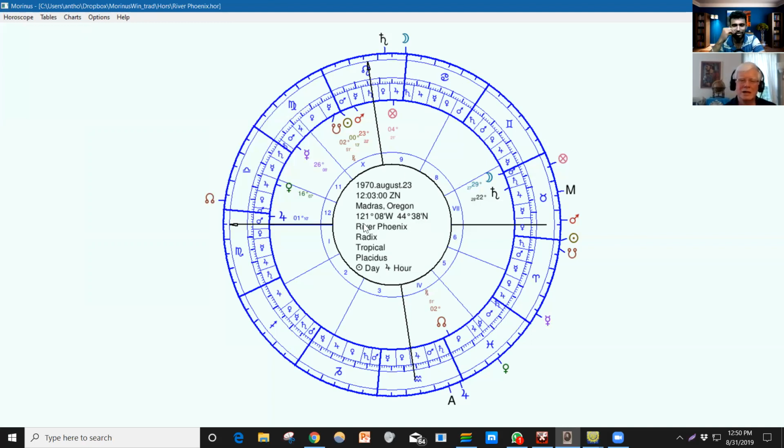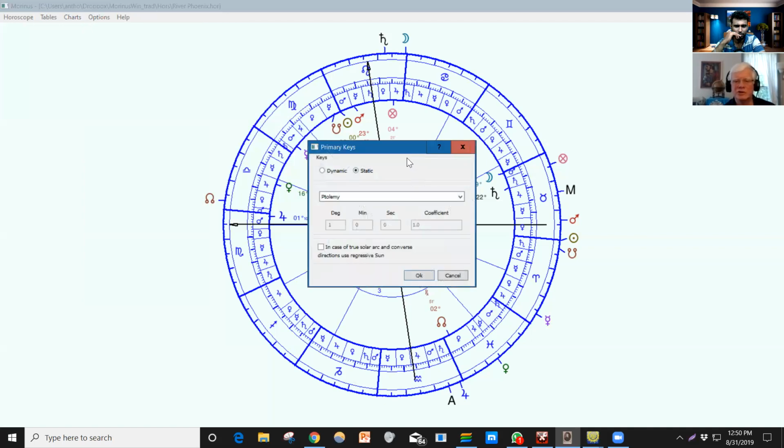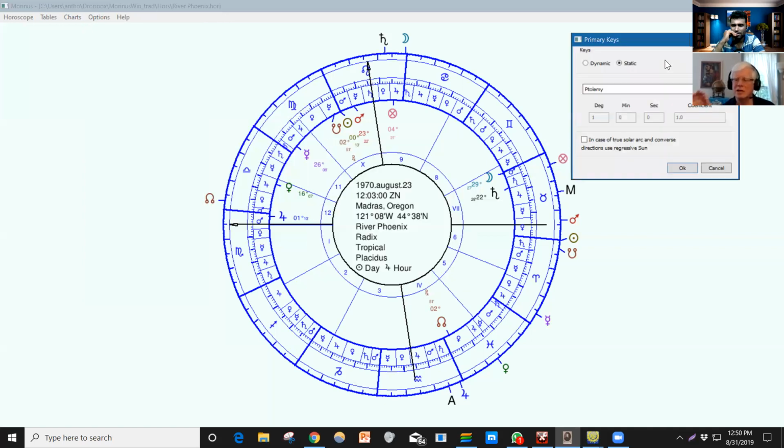Okay. And options. So for primary directions, let me do the simpler thing first. They're what are known as primary keys. Keys are the equivalence between 1 degree on the equator, or 1 degree of right ascension off the midheaven, and how you want to calculate the time. Ptolemy does a 1-for-1. Each year corresponds to 1 degree. So 4 degrees over the midheaven means 4 years of your life have passed.